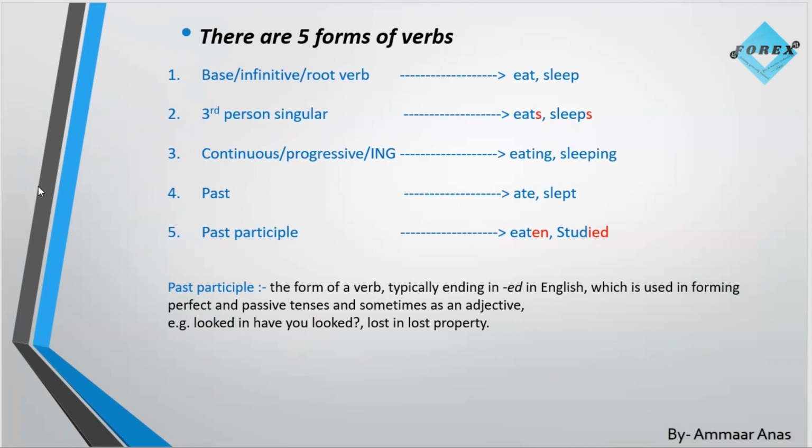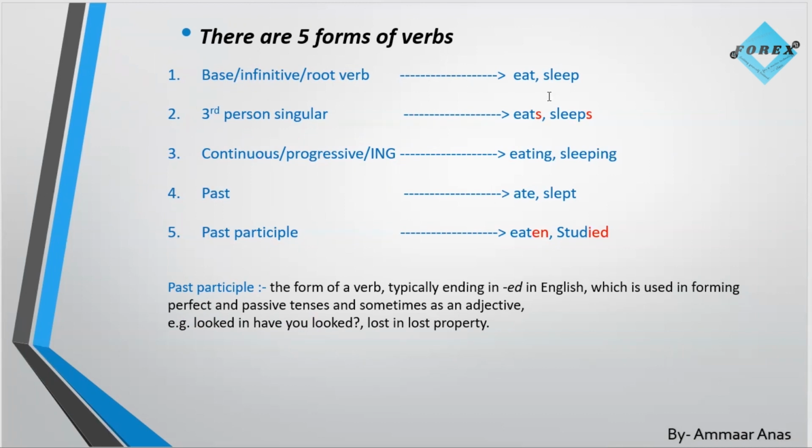There are five forms of verbs. The first one is base, infinitive, or root verb. The second is third person singular. Third is continuous, progressive, or ing. And the fourth is past. Fifth is past participle. So the base or root verb is the basic structure of a verb.